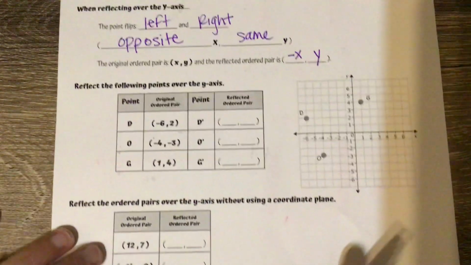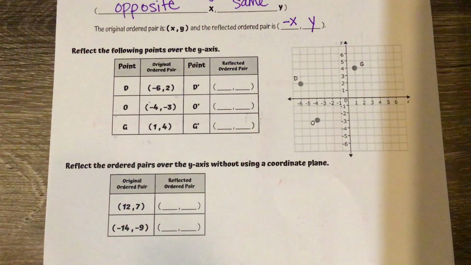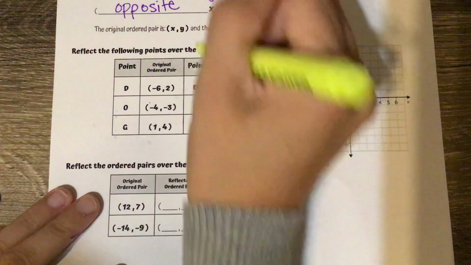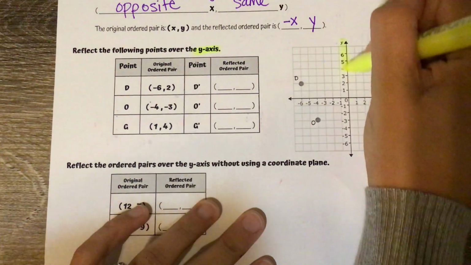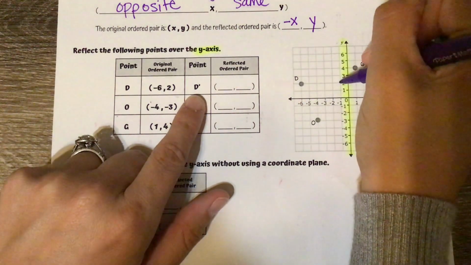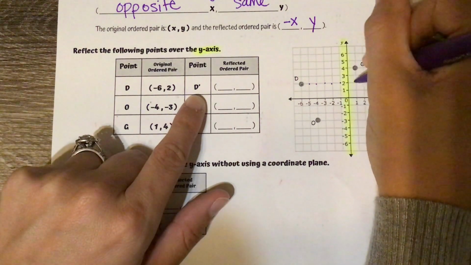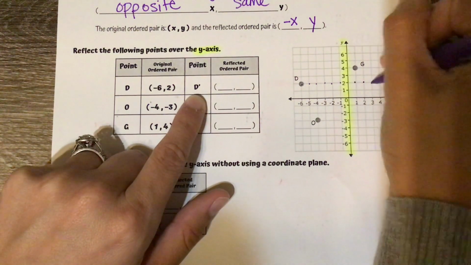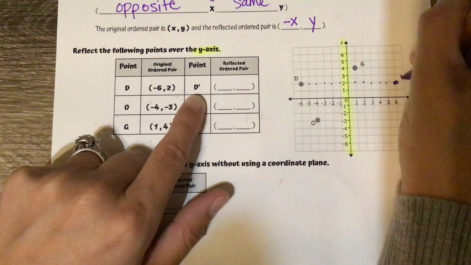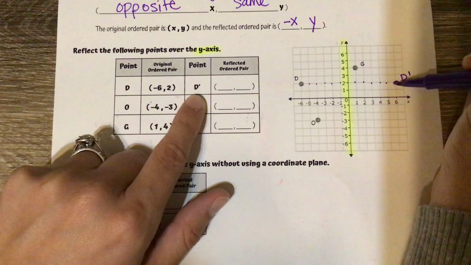So let's practice here. Reflect the following points over the y-axis. So again, so I don't make mistakes, highlighting that we're doing it over the y. Starting with D. D is 1, 2, 3, 4, 5, 6 to the left, so I'm going to move it 1, 2, 3, 4, 5, 6 to the right. That new ordered pair is at 6, 2.